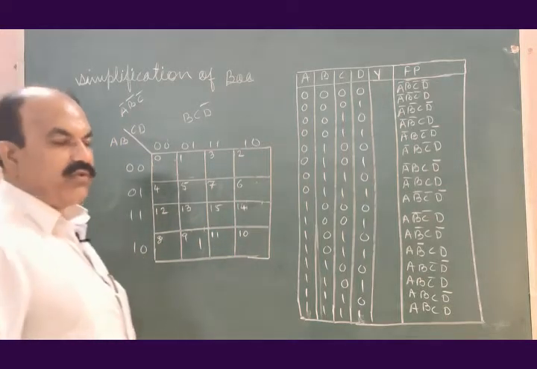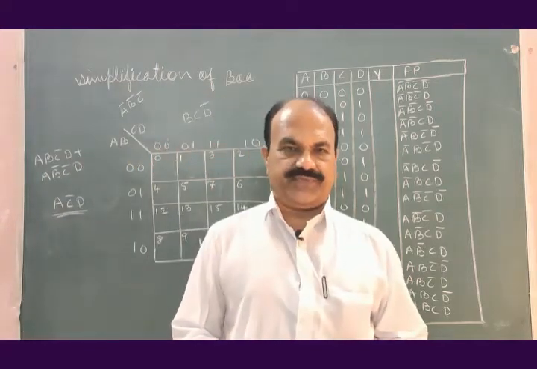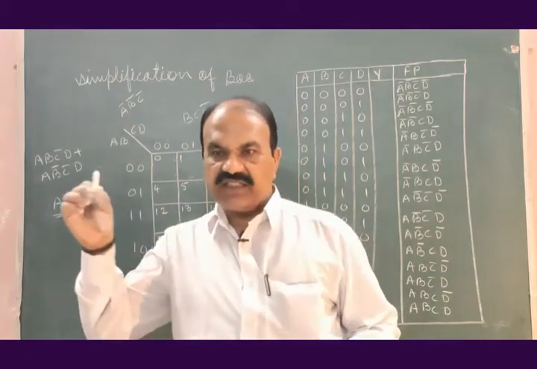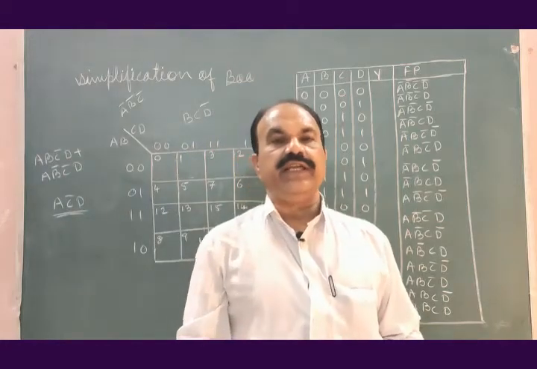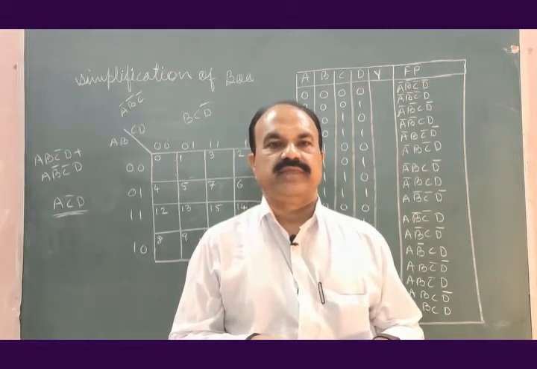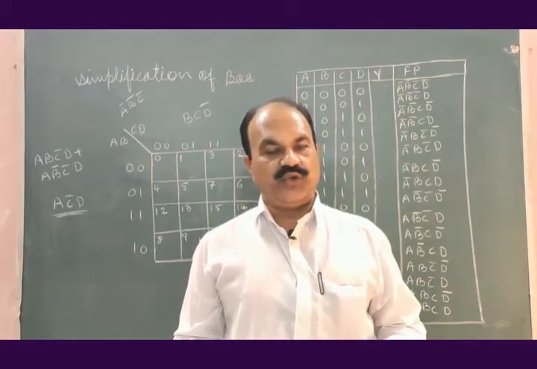Quad. Quad is a group of 4 ones. These 4 ones may be adjacent horizontally, they may be adjacent vertically, or they may be adjacent in a square. Four ones, a group of four ones. How should the group be?